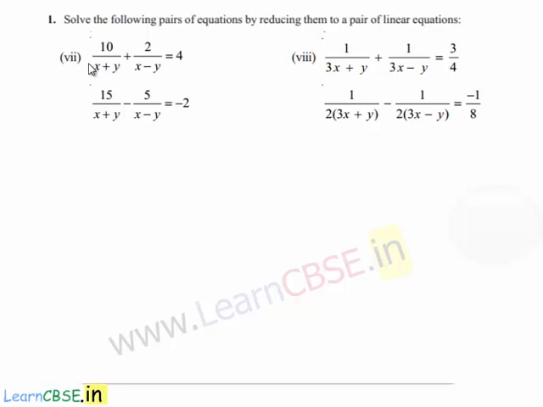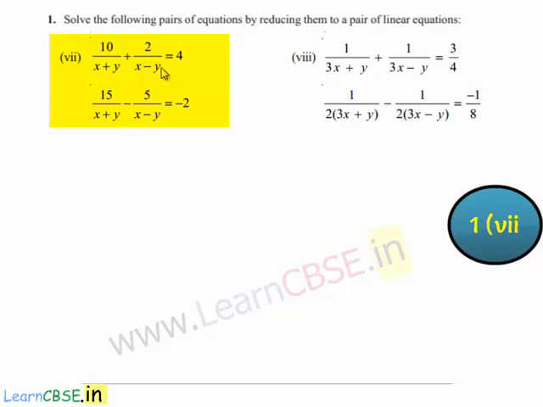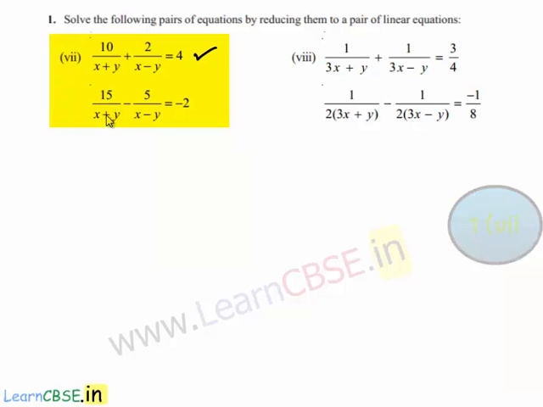Now, coming to the 7th bit, 10 divided by (x plus y) plus 2 divided by (x minus y) is equal to 4. This is the first equation. And the second equation is 15 divided by (x plus y) minus 5 divided by (x minus y) is equal to minus 2.